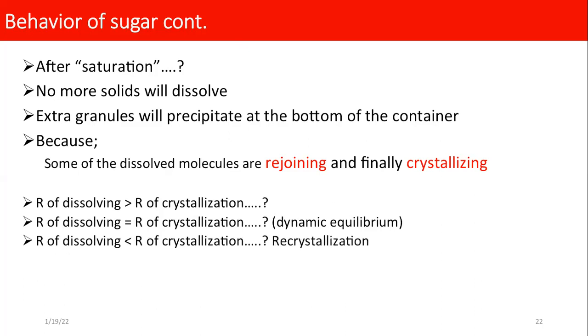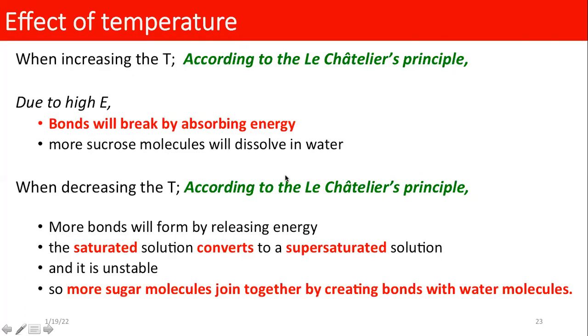Thereafter, what is happening? The rate of crystallization is higher than the rate of dissolving. As a result, crystals will bond together and recrystallization might happen. This is very general but very important. These three rates and their stages are very important: the initial stage of dissolving, then dynamic equilibrium at saturation, and thereafter recrystallization. Three stages are very important.